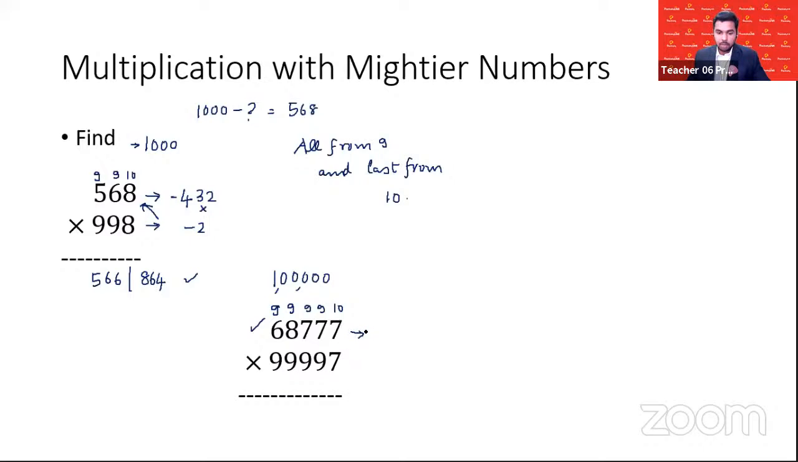So the deficiency of this number from 1 lakh is nothing but 31223. And the deficiency of this number is going to be 3. So if you multiply these two numbers, what you're going to get is 96639. And what is the left hand side? It is going to be 68,777 minus 3. That is 68,774.